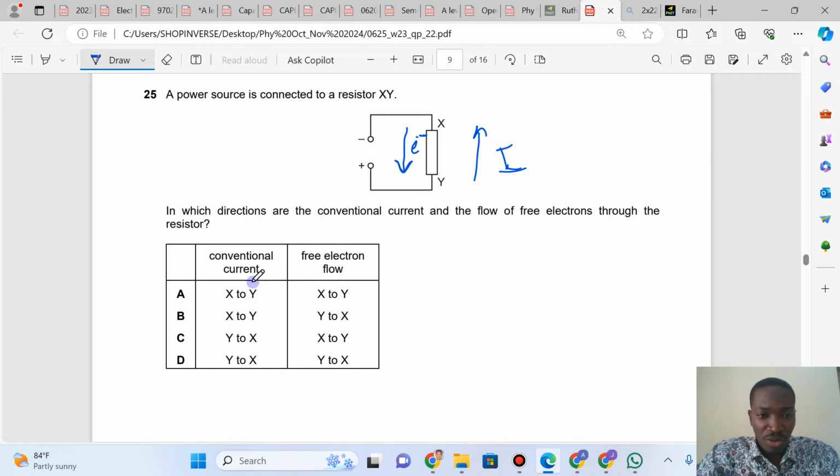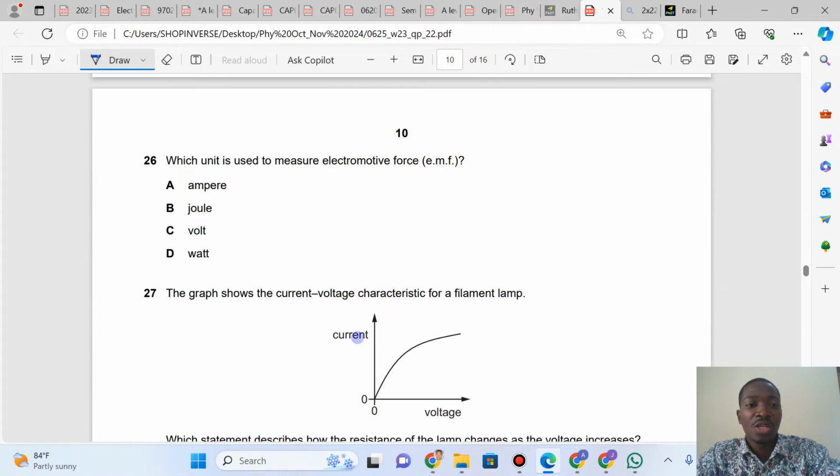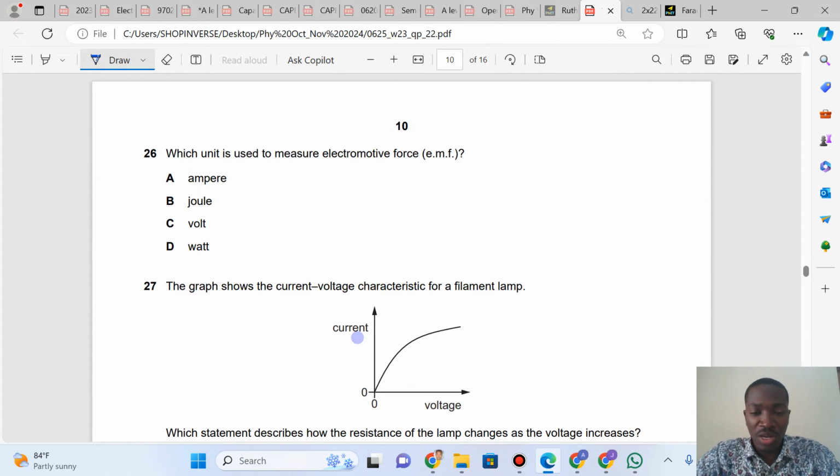So back to the question: conventional current goes from Y to X, and electrons go from X to Y, correct. Which makes option C the correct answer to question number 25. We go to question number 26. Which unit is used to measure electromotive force? EMF is measured in volts. Everyone should know that. Ampere is for current, joules is for work or energy, watts is for power.